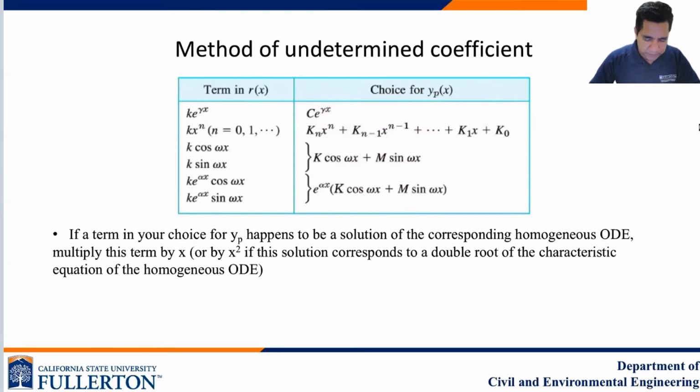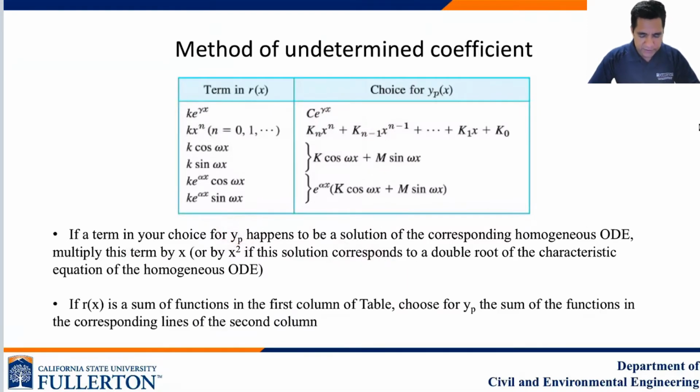Two things to note. If a term in your choice of y_p happens to be the same as a term in your homogeneous differential equation solution, then we have to multiply that with x. And if it happens to be a double root problem, then we have to multiply it with x squared. And the second thing to note, the right-hand side R(x) function doesn't have to be one function. It could be a set of functions.